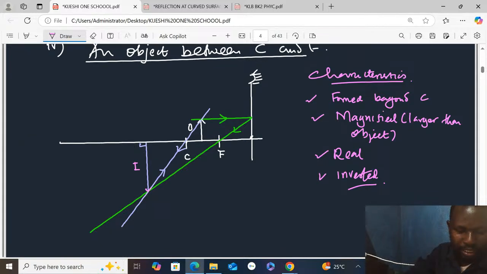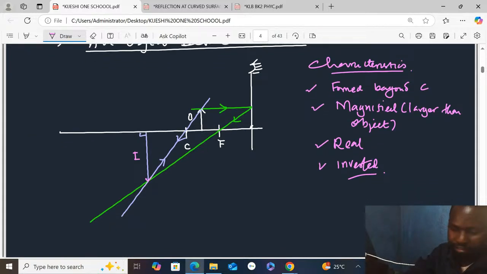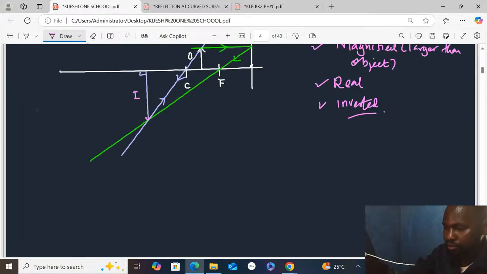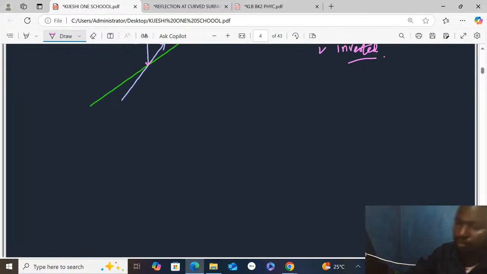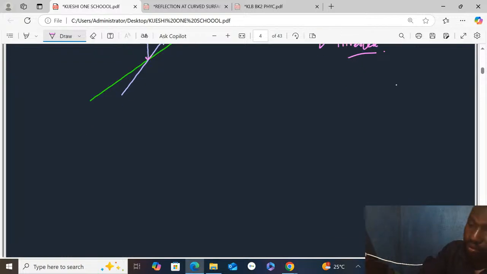Now let's look at object at F. This is the fifth case.